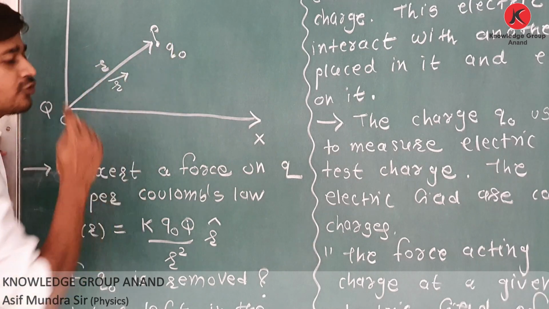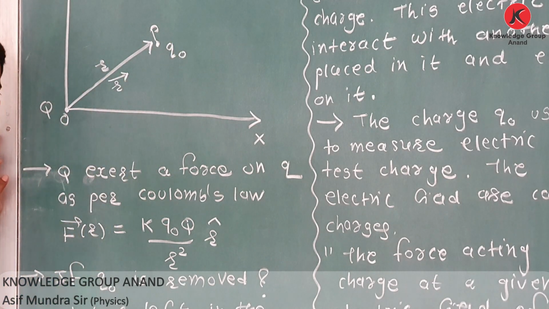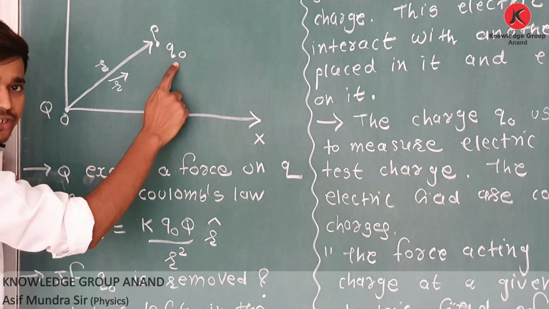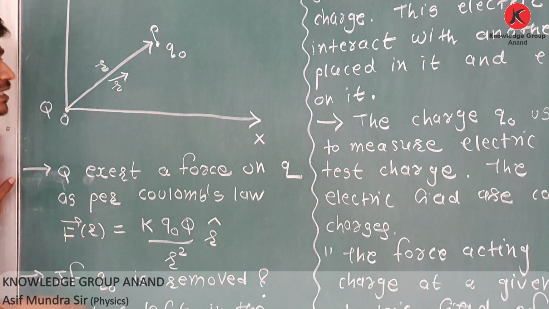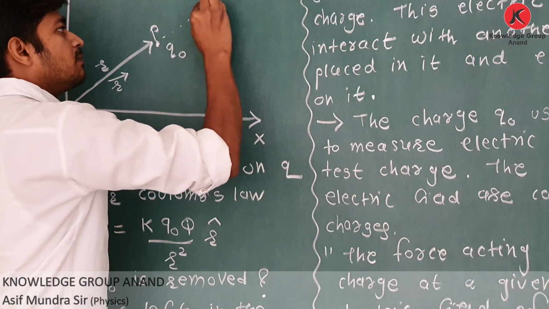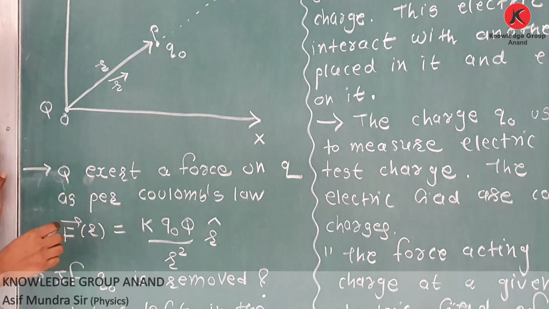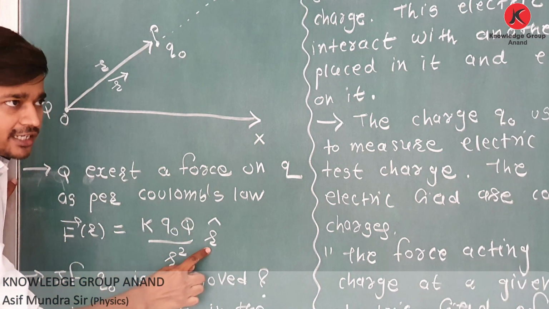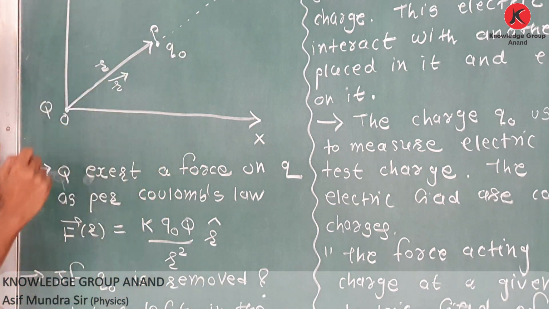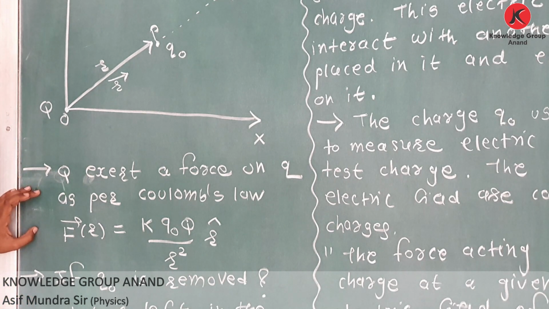If Q and q0 are like charges, you know that the force acting on q0 is repulsive, means in this direction. So r caret is the unit vector in this direction. Clear? Coulomb's law, you already know.